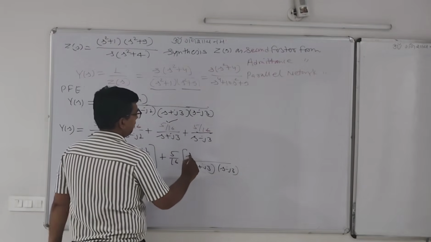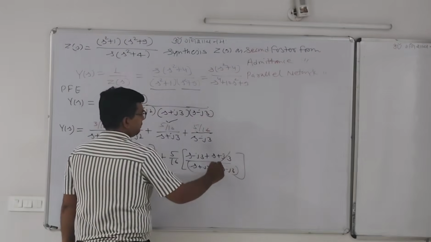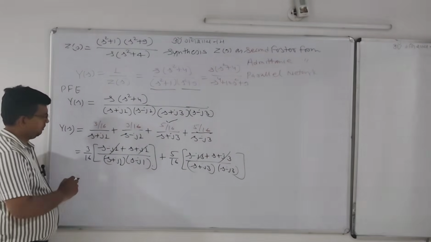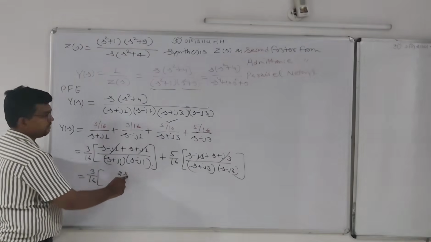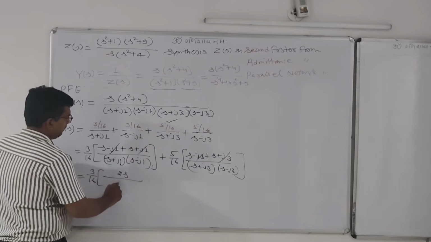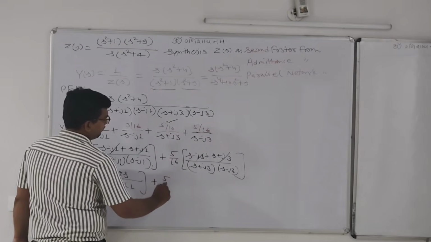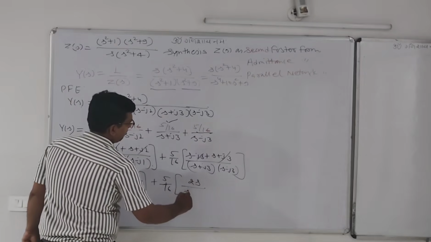Okay, now what does this become? S minus J3 plus S plus J3. Now the minus J3 cancels out, this also cancels out. So what does this become? 3 upon 16 times 2s upon s square plus 1. This becomes 5 upon 16, and this becomes 2s upon s square plus 9.